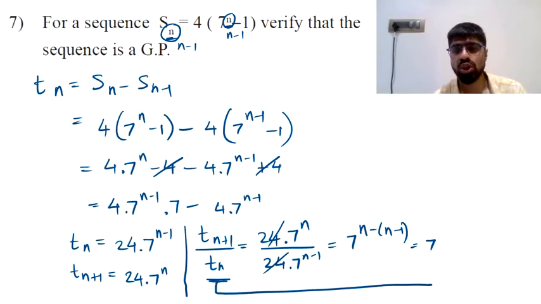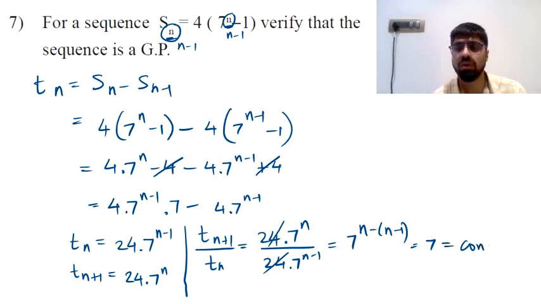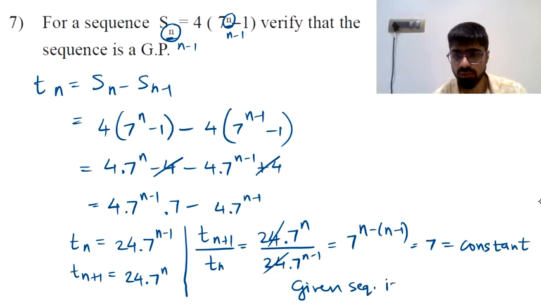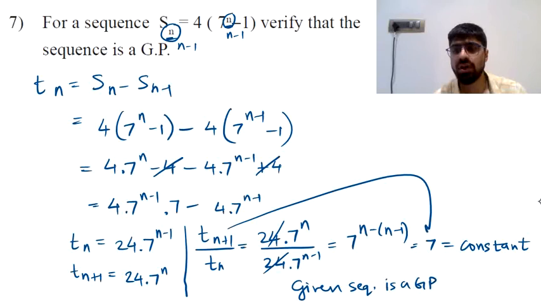So the ratio of any two consecutive terms is a constant. And because the ratio of any two consecutive terms is a constant, the given sequence is a GP. And for the given GP, the common ratio, that is the ratio of any two consecutive terms, is equal to 7 only. Okay, so we have verified that yes, the given sequence is a GP. In addition to that, we have found the common ratio also, which is equal to 7.